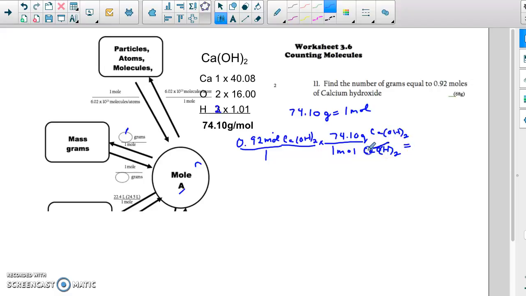And then you can see that the moles cancel, and I'm left with grams. So that's my unit. For my answer, I'm going to want to have 2 significant figures because there are 2 in this beginning number. And so when I end up rounding, for this question, I end up with 68 grams.